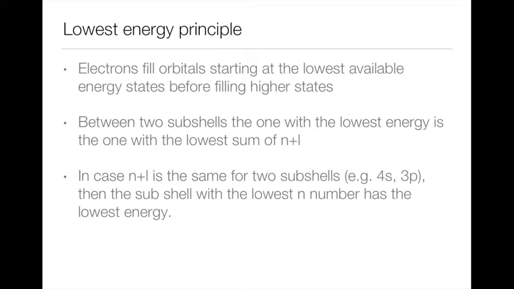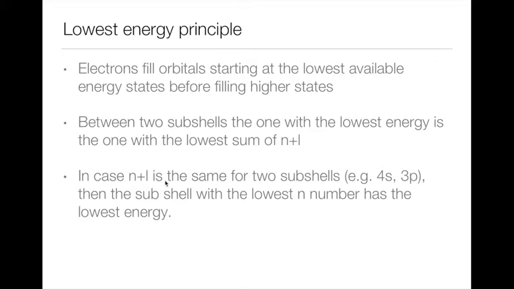It states that electrons fill orbitals starting at the lowest available energy states before filling higher states. And so you're going to ask, how can I determine which orbital has the lowest energy and which has the highest energy? According to these two rules. Between two subshells, the one with the lowest energy is the one with the lowest sum of the first two quantum numbers.